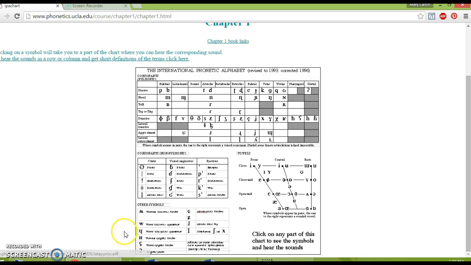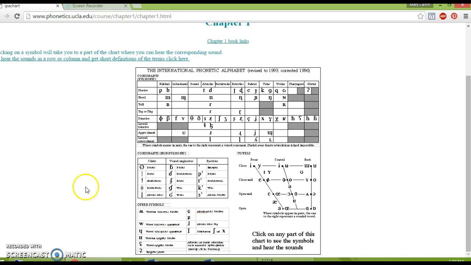We also know that W is a voiced bilabial approximant. It doesn't occur in the IPA chart because W tends to be a unique case. So what we have is B, M, W, and V. Those are our voiced bilabial English consonants.